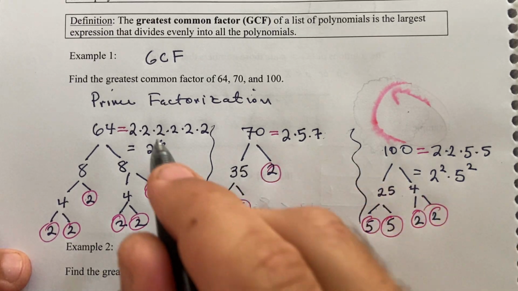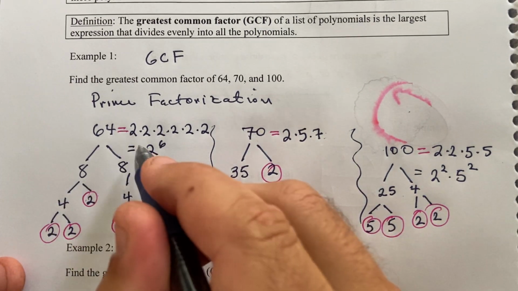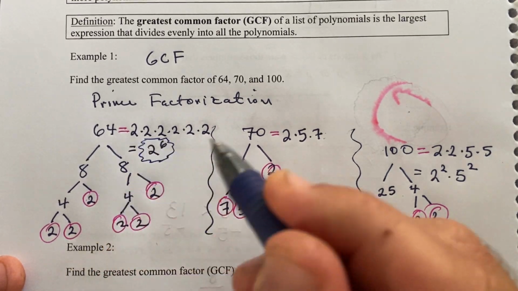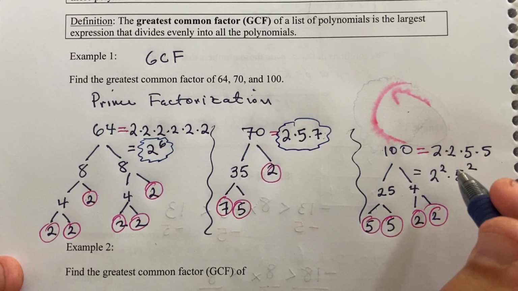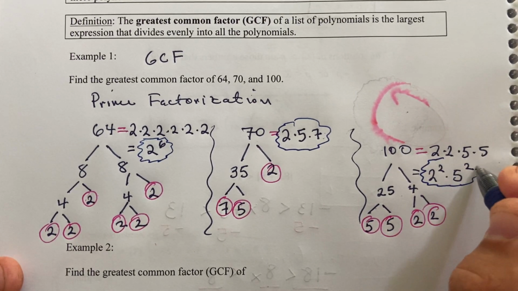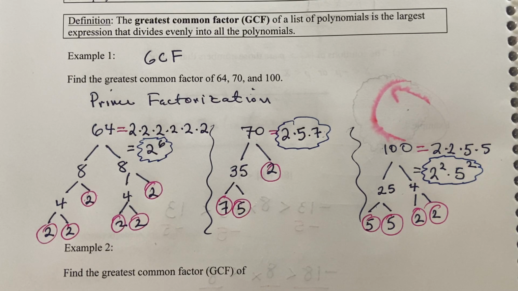So now I'm looking at these things. Let me maybe circle in blue. So I'm looking here, I'm looking here, and I'm looking here. The thing about the prime factorization is that we've broken these numbers down into their essential parts. So we can now see which parts are in common.